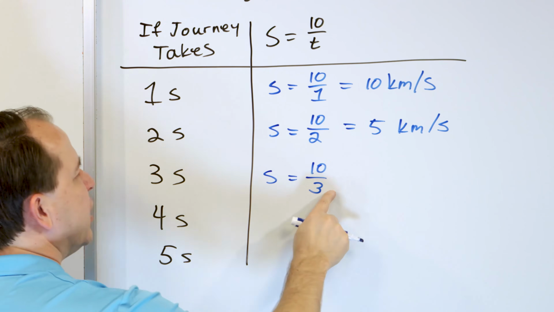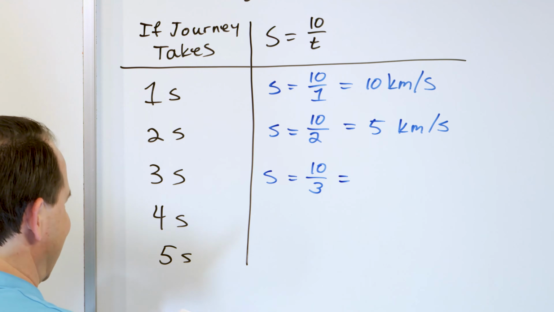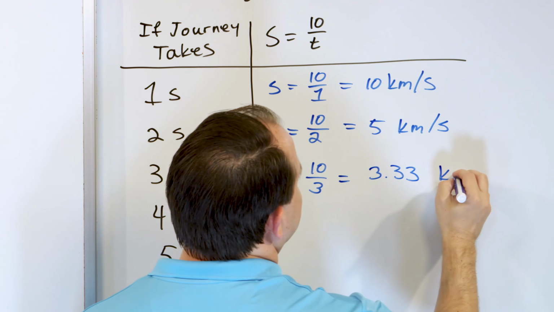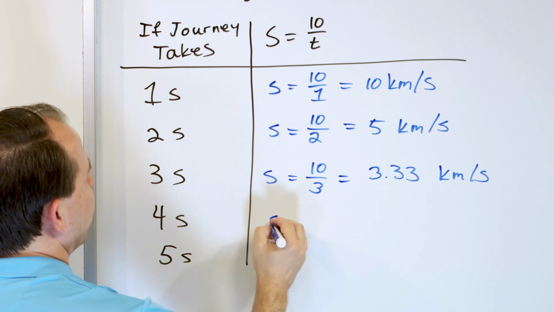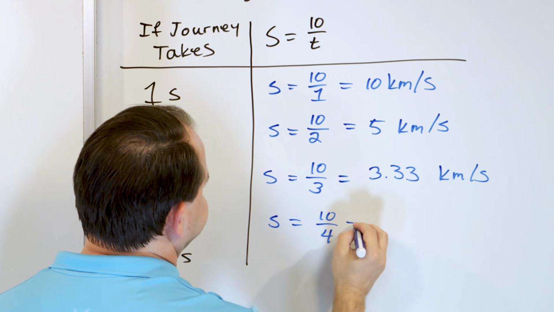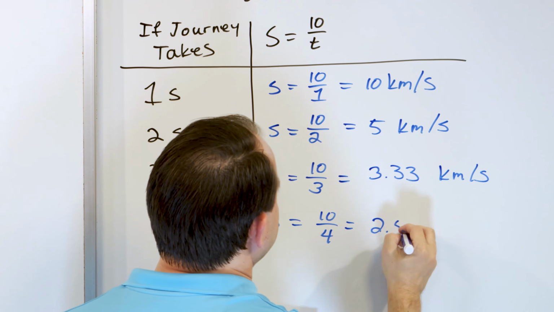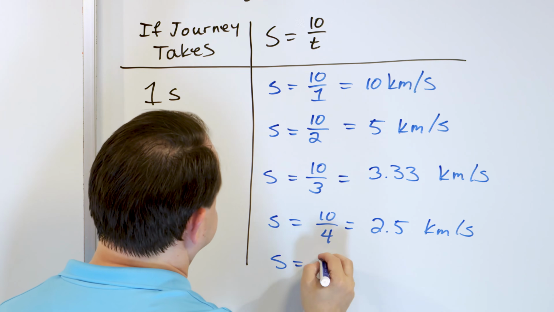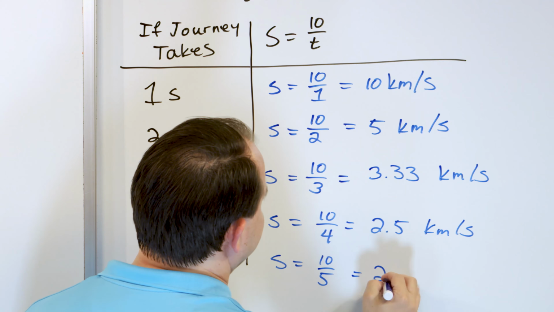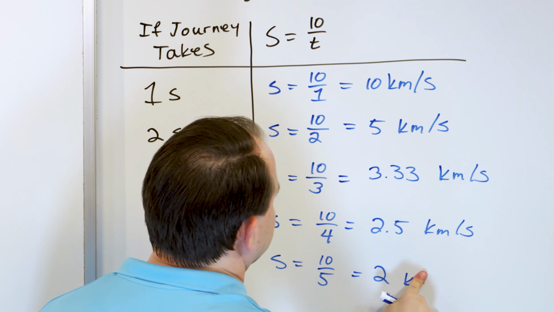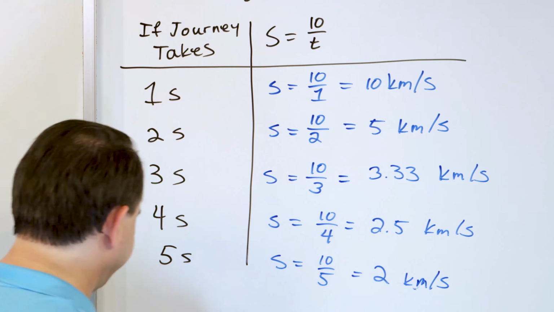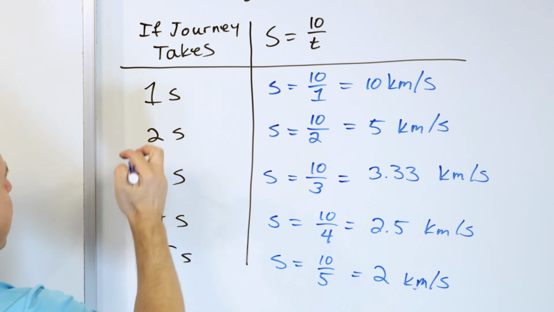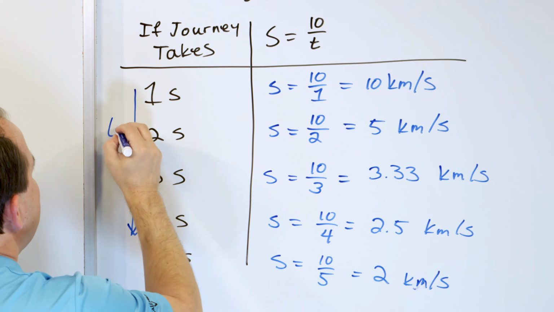Now if it takes me even longer, 3 seconds, 10 kilometers divided by 3 seconds, and I have to stick that in a calculator, I'm going to get 3.33, I'm rounding here, kilometers per second. And then if I go and do 4 seconds, you see the pattern. 10 divided by 4, you're going to get exactly 2.5 kilometers per second. And at 5 seconds, what you're going to get is 2 kilometers per second.